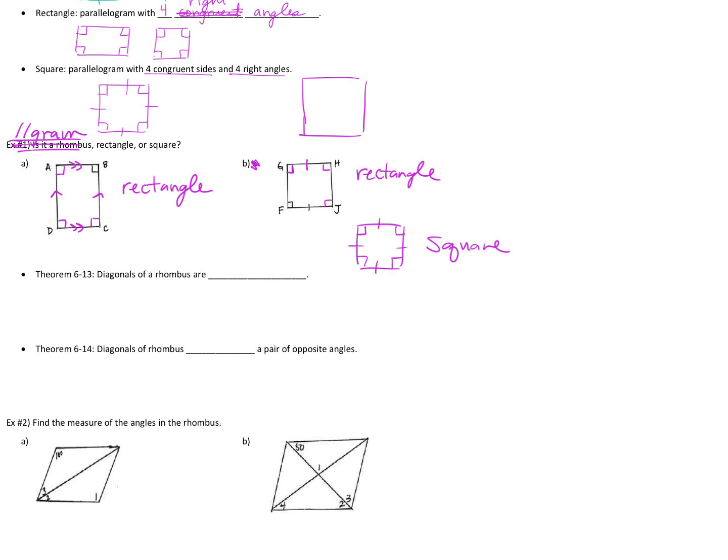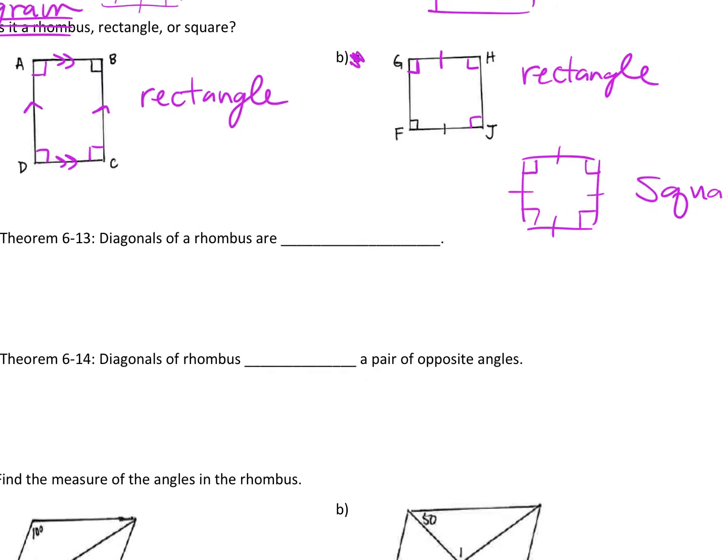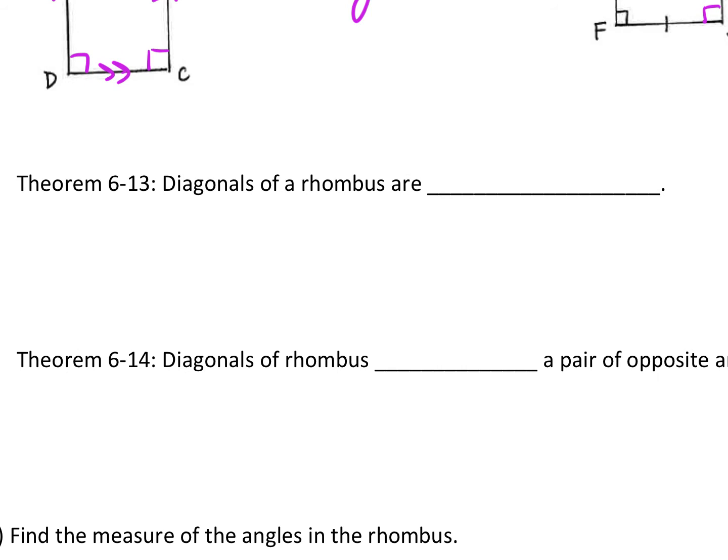Okay, then there's a couple theorems that go along with this. Theorem 6.13, do not memorize the number. I don't care about 6.13. It's just chapter 6, the 13th theorem. What it says, I do care about. This one says the diagonals of a rhombus are blank. And I want to show you.